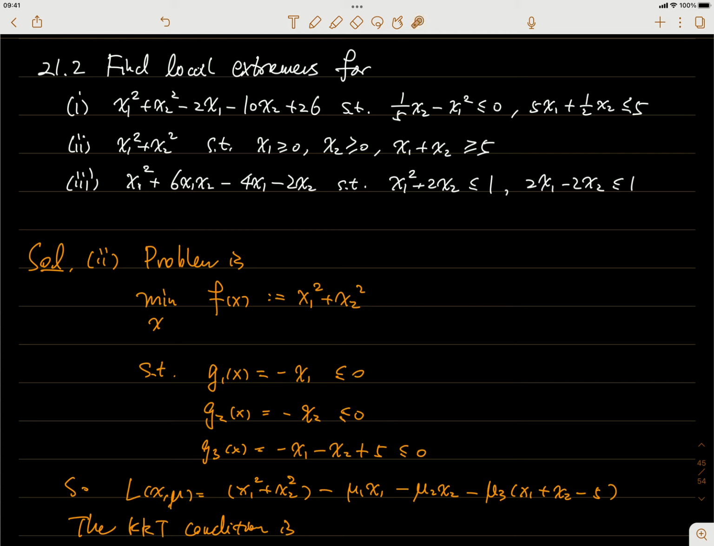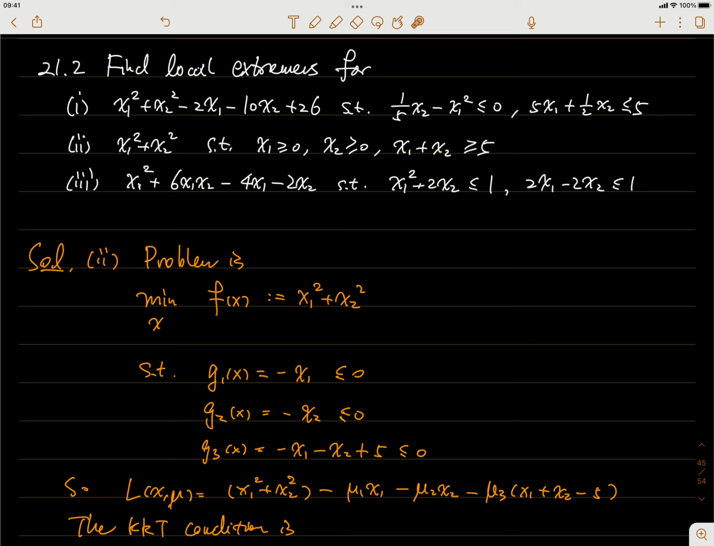Okay, now we look at problem 21.2. The question is to find the local extremes for the following three problems. When we see finding local extremes, that means they could be either a local maximizer or a local minimizer. If it is a local minimizer, then just apply the method we studied in class.